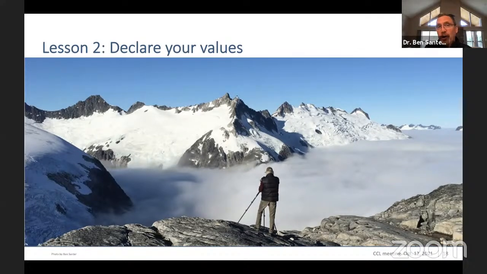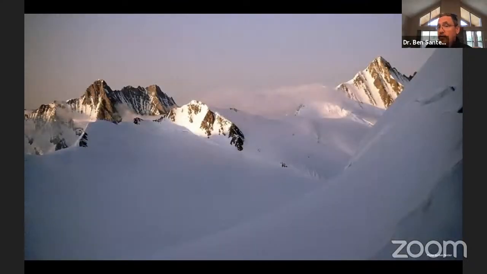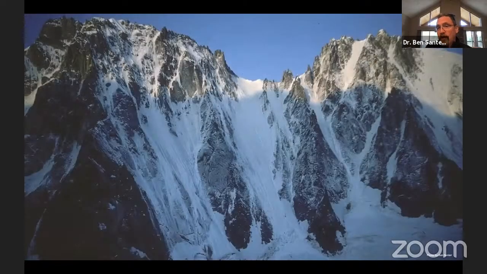Lesson 2 was declare your values. So let me declare, I'm not just a climate scientist, I'm also, as Dana mentioned, a climber. I've spent a lot of time since I was 18 climbing in beautiful, fragile, high alpine environments around the world. And what I'm going to show you now are pictures that I've taken during my 50 years as a climber in these beautiful environments. These places matter to me.